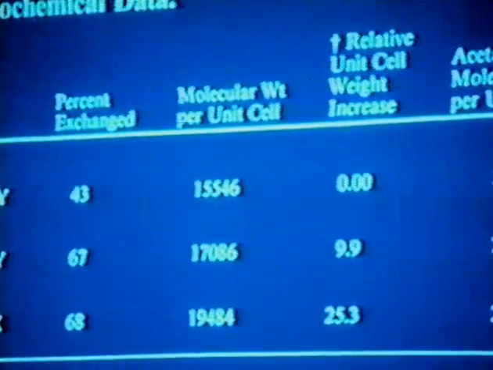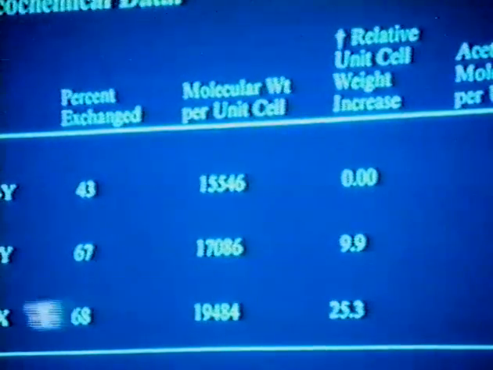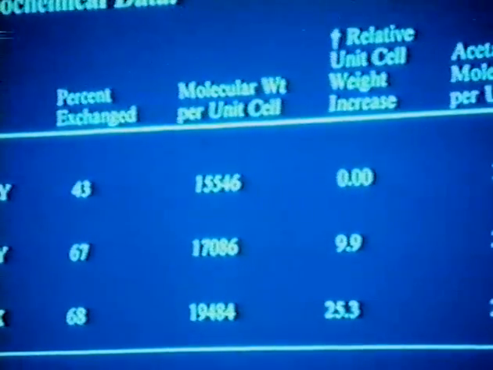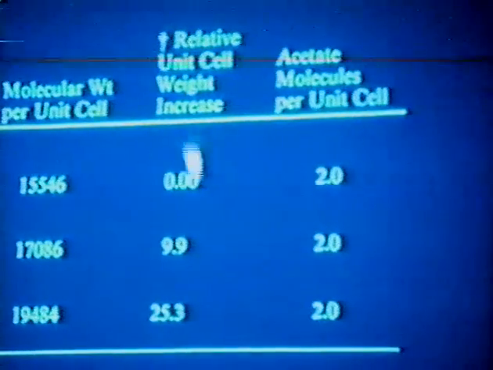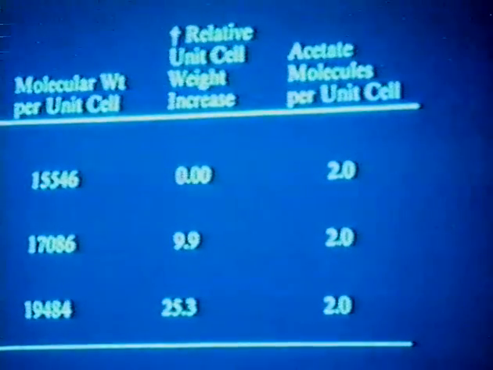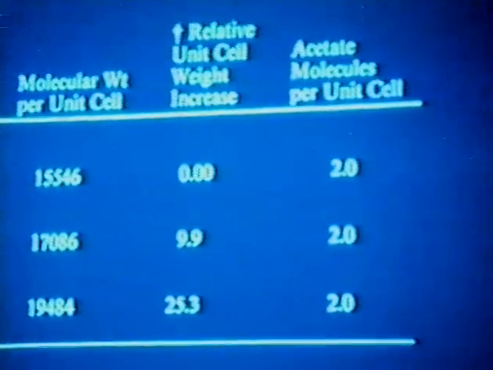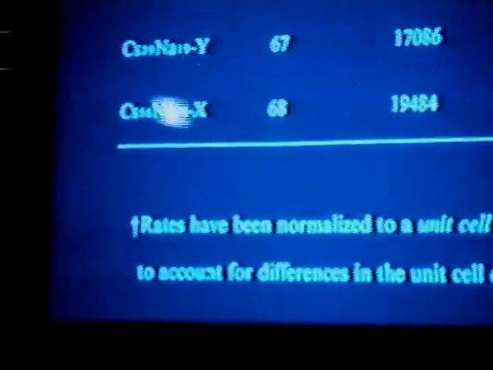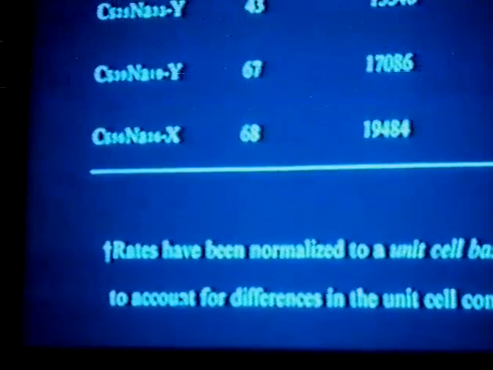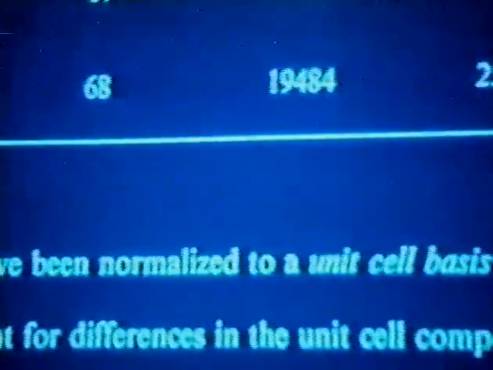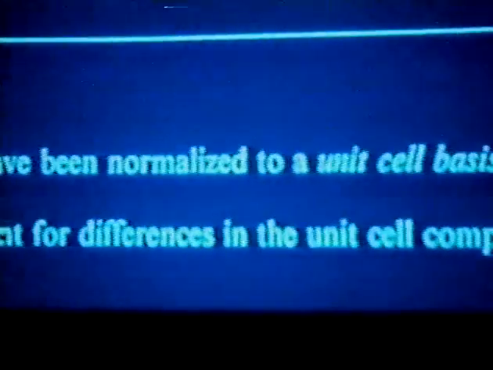The respective exchange, the molecular weight increase: you can see as you get to a heavier composition, which draws an important point, that you see a relative weight increase to X. So when we're normalizing our rates to give us an indication of the acid and base properties, we don't want to do it on a weight basis because you can see X is 25% heavier per unit cell. So we normalize all rates on a gram mole of unit cells, which is comparable to a volume basis. And we've located, again, on average, 2 cesium acetate molecules per unit cell on each of these materials.